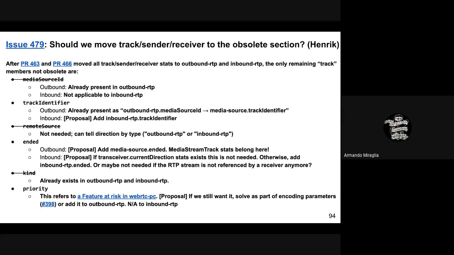And this slide is just proving that point: either it's already moved away, or there exists something similar, or it's something that really should exist somewhere else. If we go through them, media source ID is already present in the outbound case, and it's not applicable in the inbound case, so I pass over it because we don't need anything for that. Track identifier for the outbound case is already present; if you look at the media source, you have the track identifier. On the inbound case, that's actually missing, so that is something we lose, but the proposal is to just add a track identifier on the inbound RTP. It already contains all the information about the track you're decoding, so just add it.